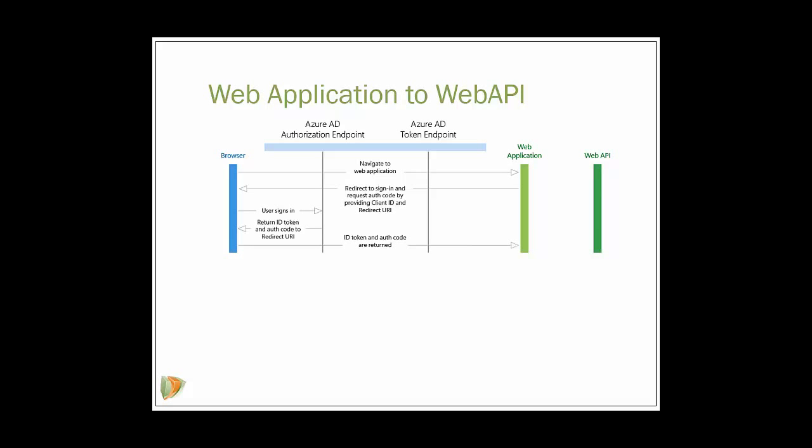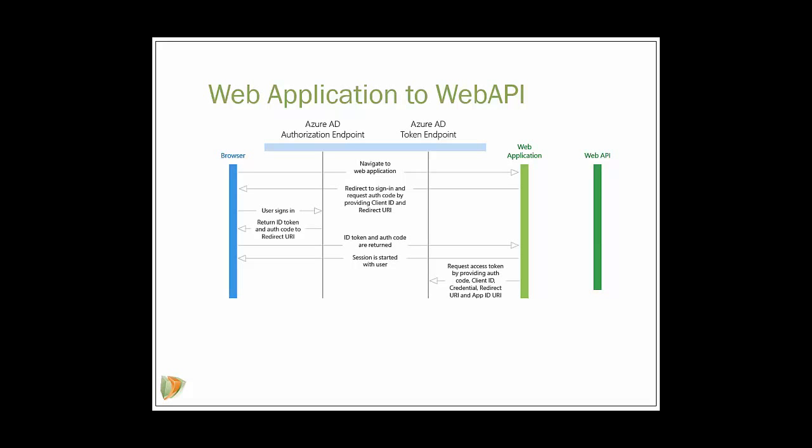And after the user is logged in, the ID token is returned. But in addition, a code is returned. And this code is applicable to that web API. The session is started as we would expect. The user goes through and wants to do some work. And now it's time for the web application, my code, my MVC app or my web form app, to make a call to the web API. In order to make that call to the web API, I need to have a code. I need to have a ticket, if you will, or a token.